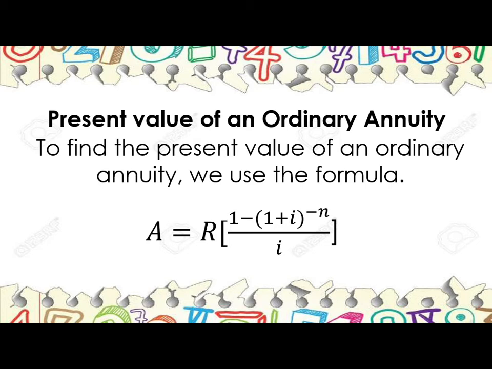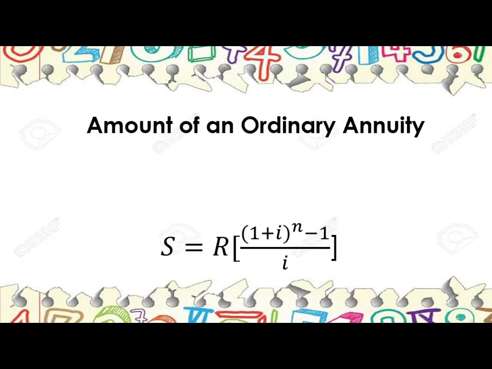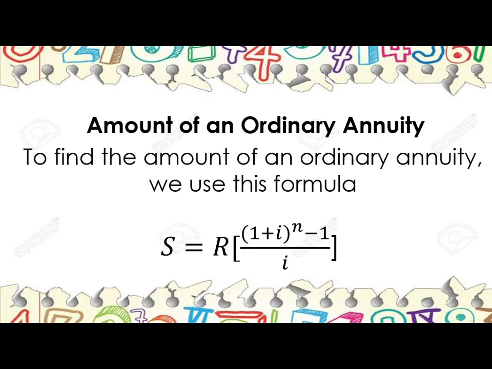So I want you to take note of the formula for the present value. On the other hand, if we are looking for the amount of an ordinary annuity, here's the formula. To find the amount of an ordinary annuity, we use this formula wherein S equals R times 1 plus I raised to N minus 1 all over I. So what will be the difference between the amount of an ordinary annuity and the present value? The 1 plus I raised to N is at the front for the amount of an ordinary annuity, while for the present value it is in the second position.